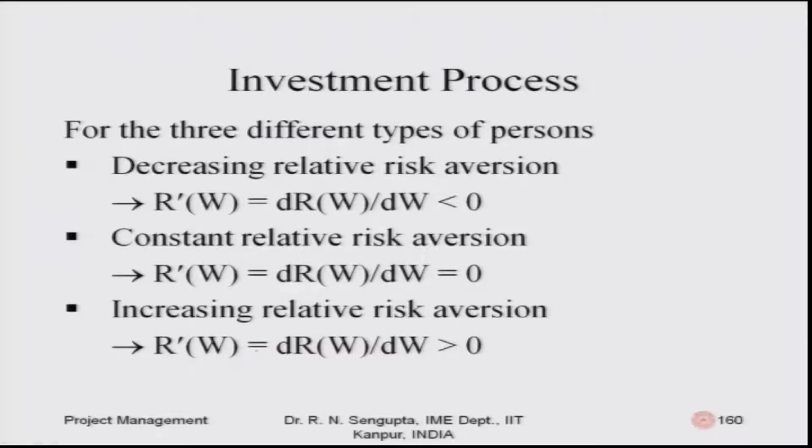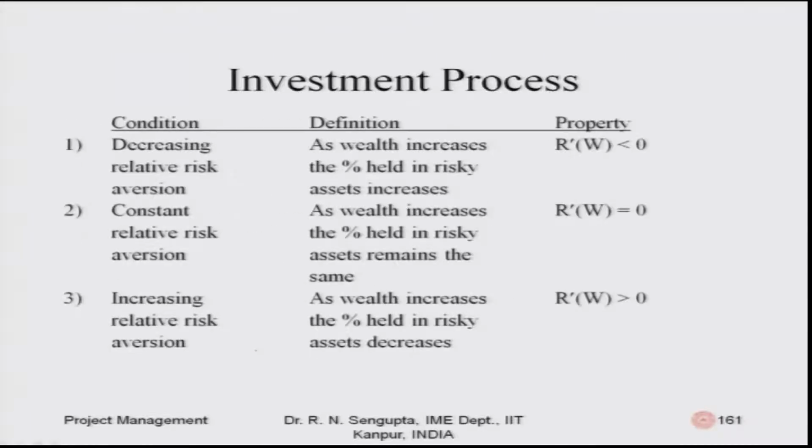So, let us again explain it as we did for A. Here the first column and the third column are the same, only in the third column, in place of A prime, sorry, my mistake, A prime has been replaced by R prime. Again R prime is less than 0, equal to 0 and greater than 0, and the conditions are exactly the same. So, here the word absolute has been replaced by relative, if you notice. But what is interesting to note is the definition.